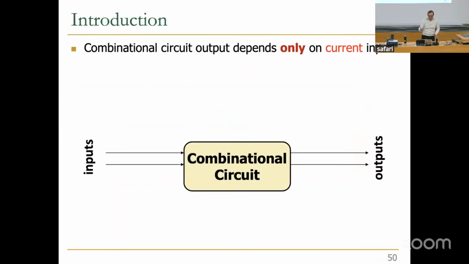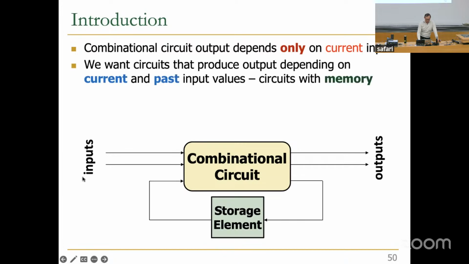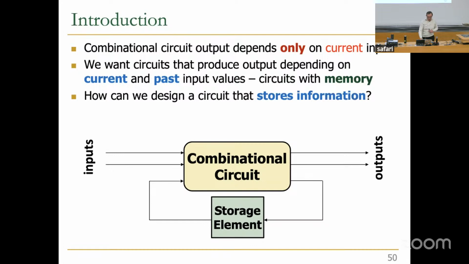Okay, so what does sequential mean? We've seen combinational logic: the circuit output depends only on the current inputs, right? That's combinational. But we want circuits that produce output depending on both current inputs as well as what we have done in the past, the past input values. These are circuits with memory, essentially. You can also think of this as a storage element. There needs to be some storage element to store the past results, if you will. The question is, how can we design a circuit that can store this information?